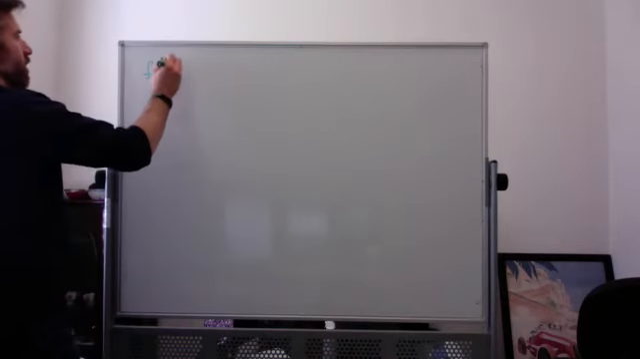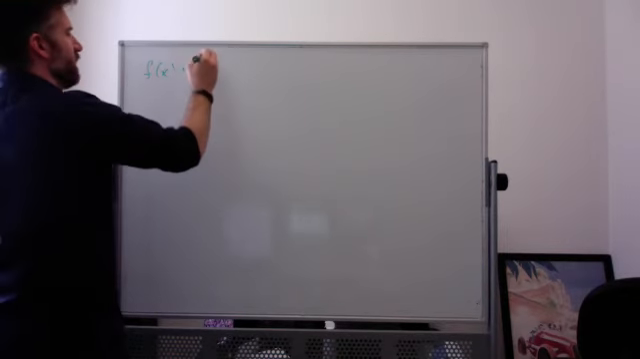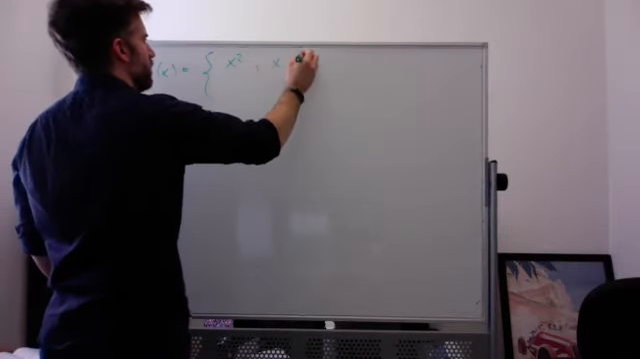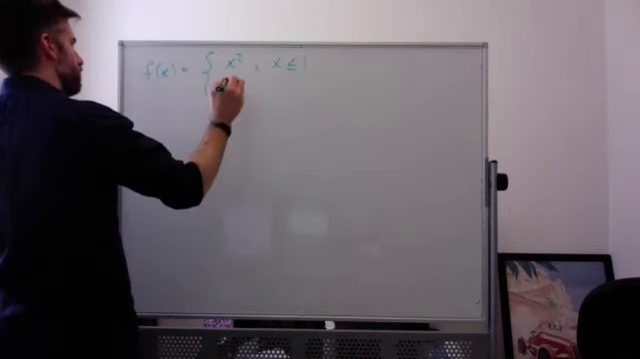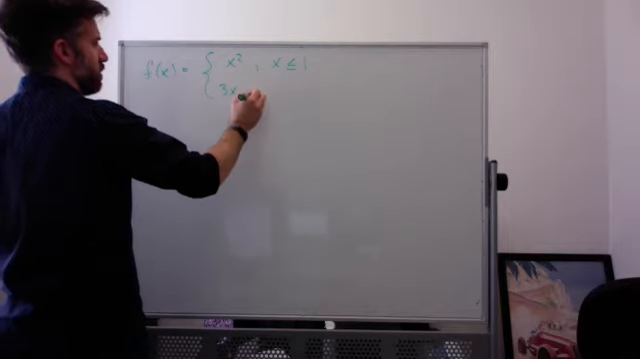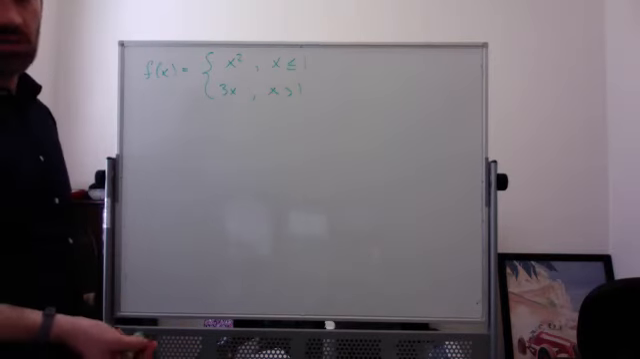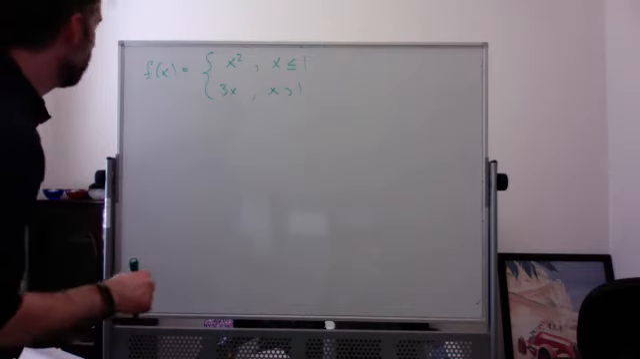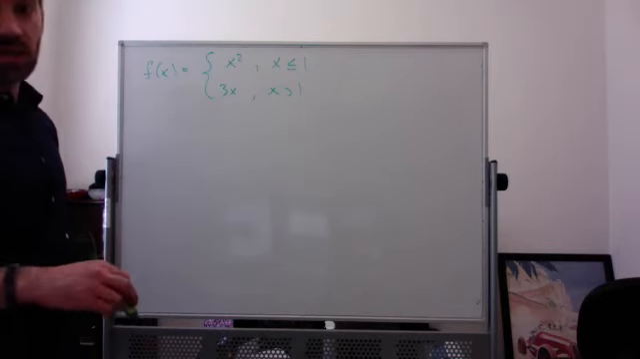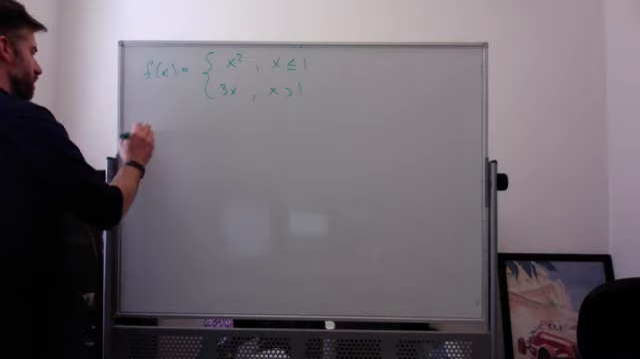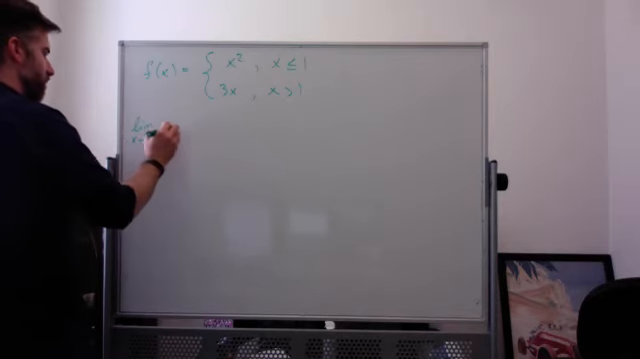So I'm going to draw a picture. Here's a piecewise function. F of x is equal to, let's make it easy, x squared when x is less than or equal to 1, and 3x when x is greater than 1. Sure, it's a little bit similar to what he did. Does the limit exist as x approaches 1? So what is the limit as x approaches 1 of f of x?